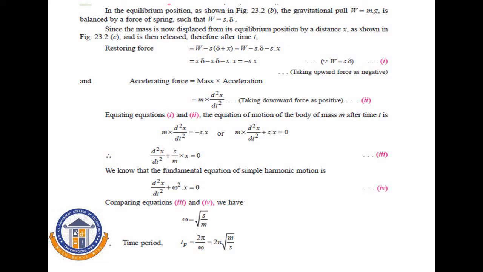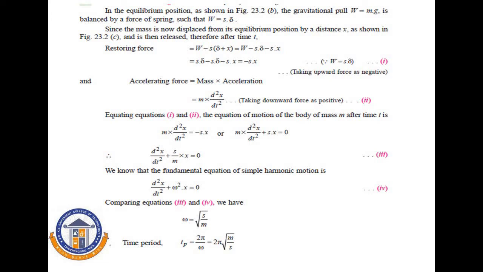Equating equations 1 and 2, the equation of motion of the body of mass m after time t seconds is m into d square x by dt square equal to minus s into x. Bringing the other side to this side and equating to 0: m into d square x by dt square plus s into x equal to 0. Dividing the entire equation by m, you get d square x by dt square plus s by m into x equal to 0.